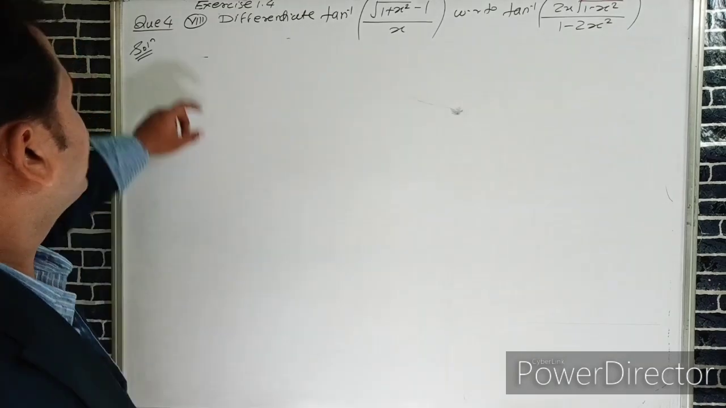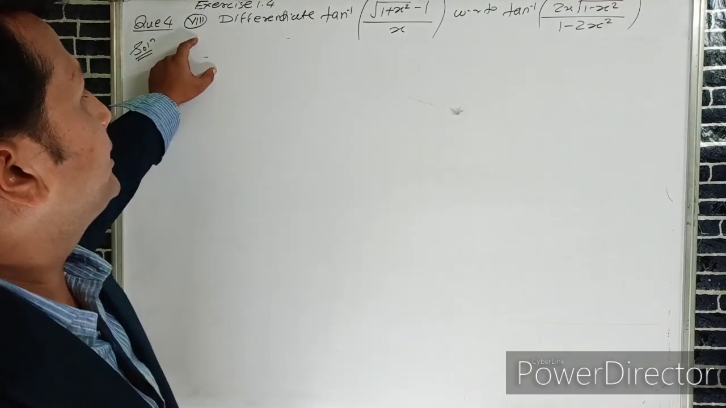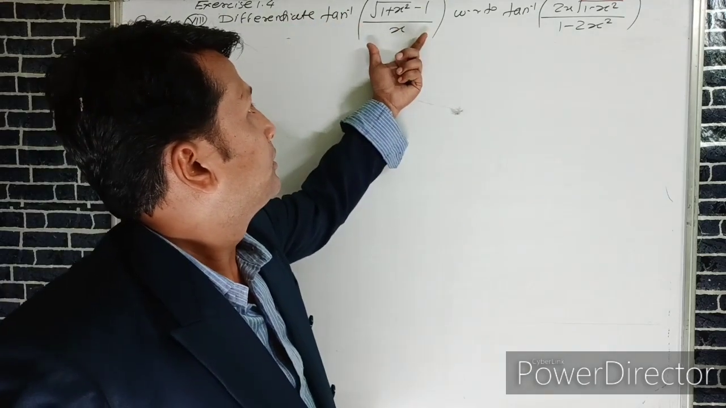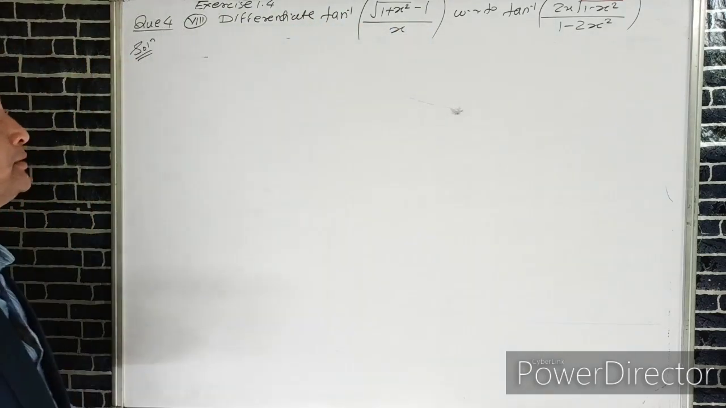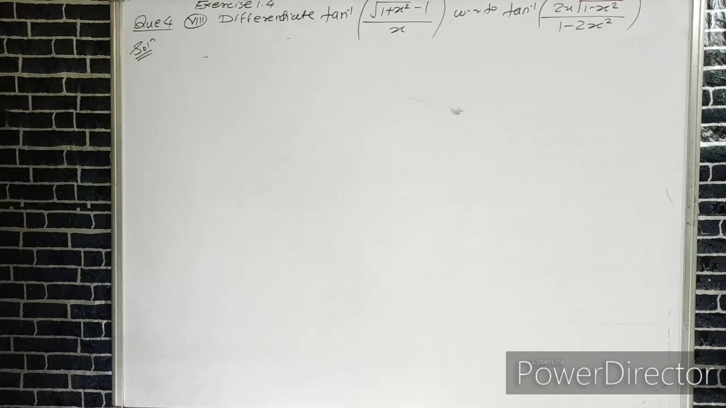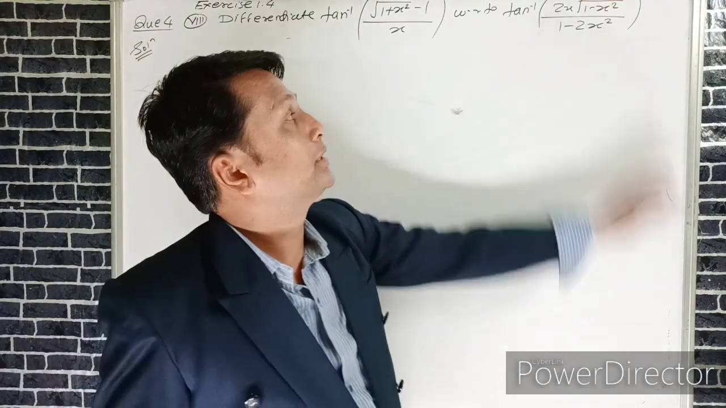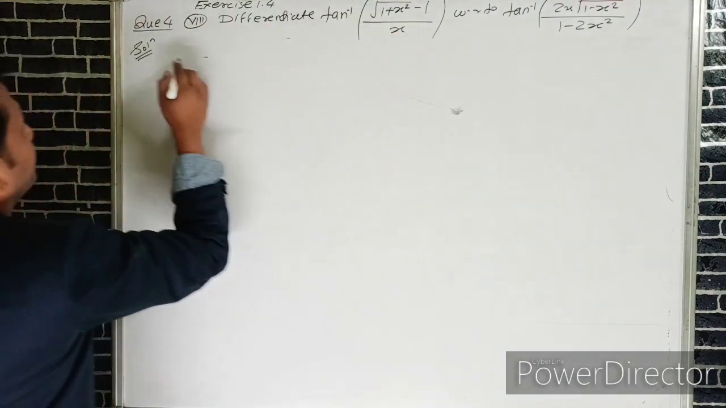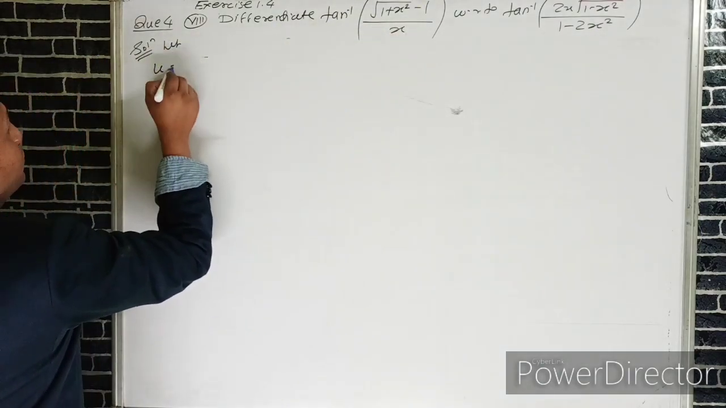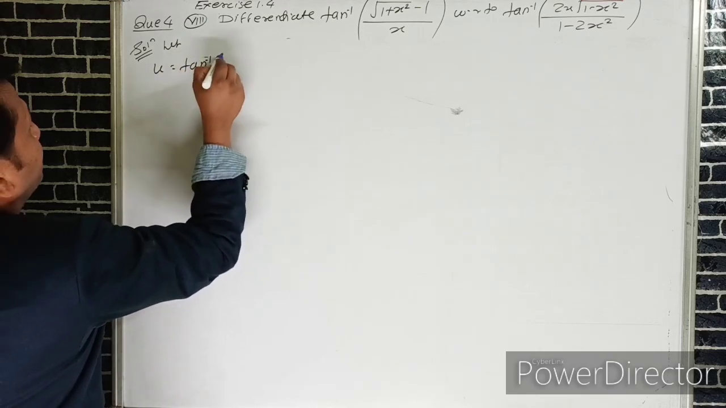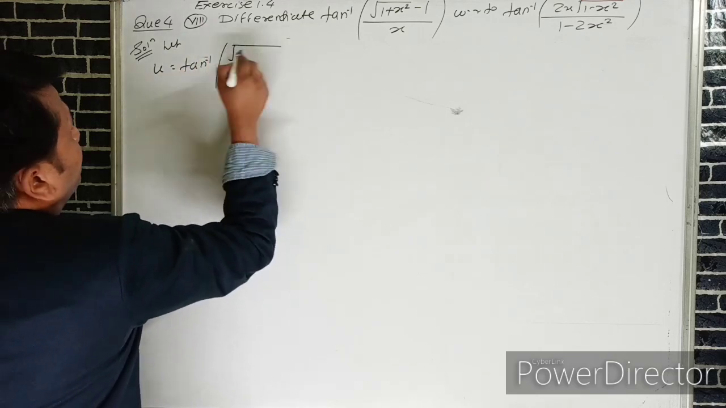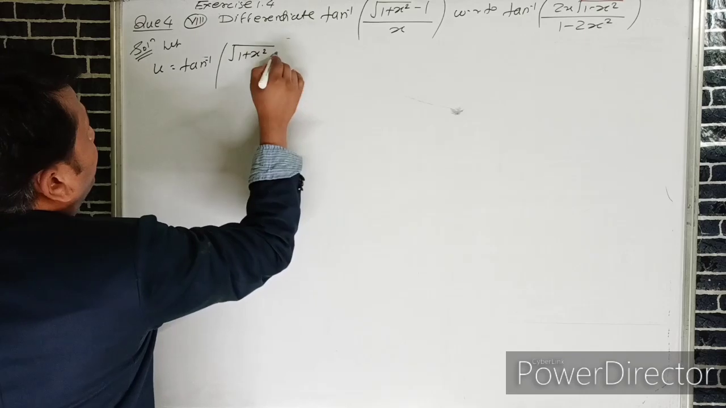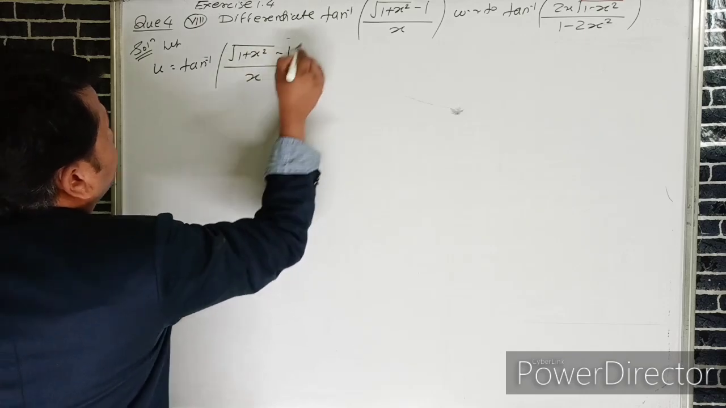Again, the next example. Here we have to find the derivative of tan inverse of (under root of 1 plus x square minus 1) upon x with respect to tan inverse of 2x under root of 1 minus x square upon 1 minus 2x square. Step by step, first we consider this function u is equals to tan inverse of (under root of 1 plus x square minus 1) upon x.